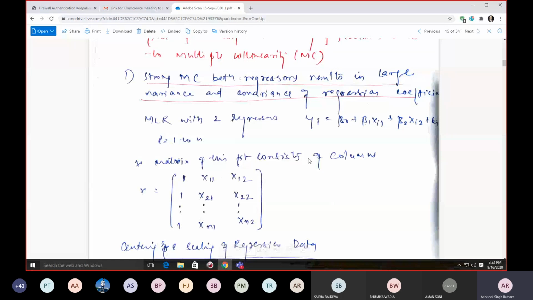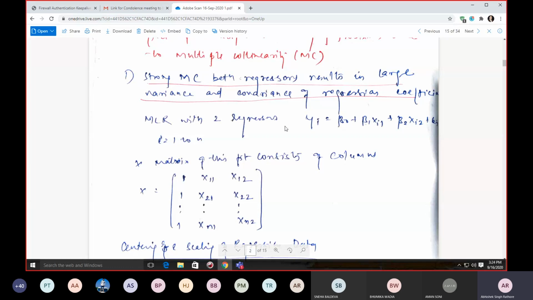So first, if there is strong multicollinearity between your regressors, it will result in a large variance and a large covariance of your regression coefficients. So let's consider your multiple linear regression with two regressors. Let's say this is my model: y_i equals beta naught plus beta 1 x_i1 plus beta 2 x_i2 plus epsilon_i. So this i is an index, it means that it is just an instance, so I can remove this i over here.